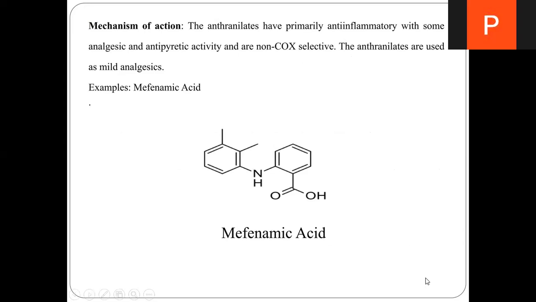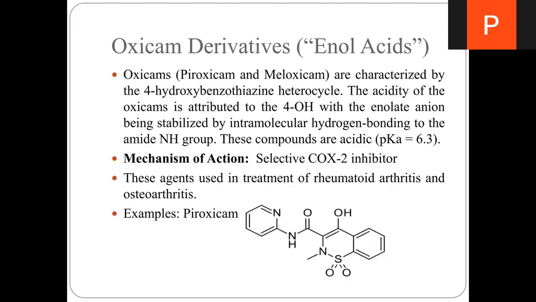An example is mefenamic acid. Mefenamic acid is a very important drug. In the mefenamic acid structure, this is the structure of aniline. Aniline means, as you already know, a benzene ring attached with NH2. Again, this one is connected with carboxylic acid. This one is attached with dimethyl phenyl. This is the structure of mefenamic acid.